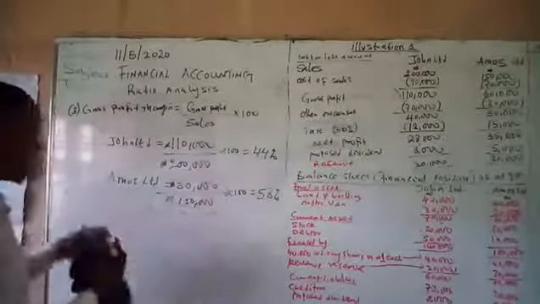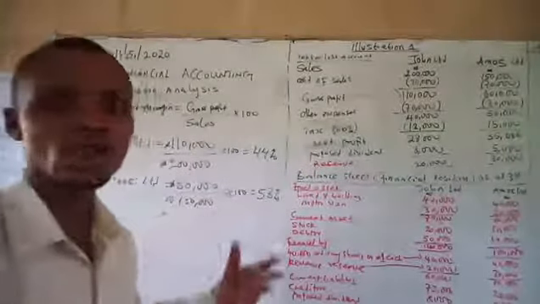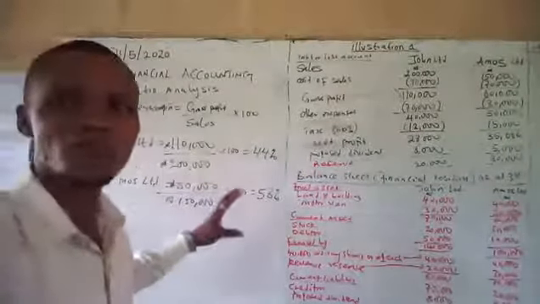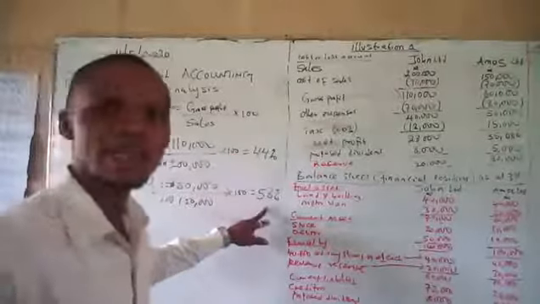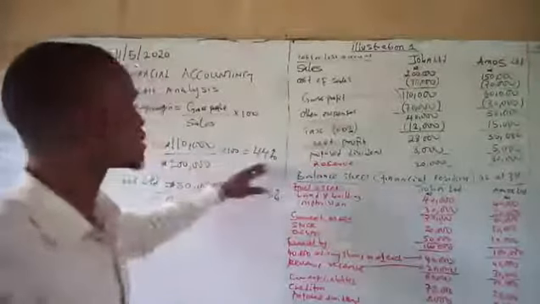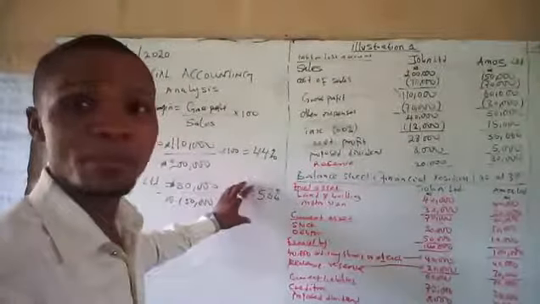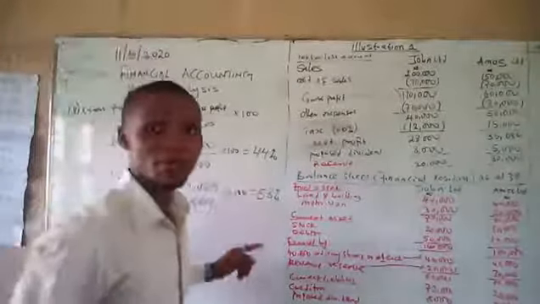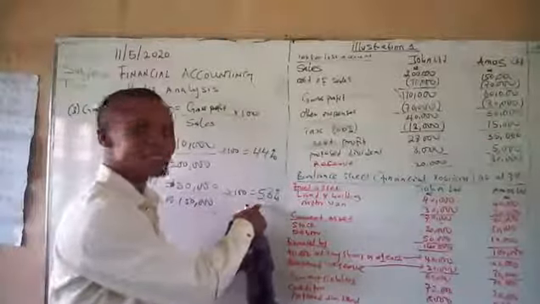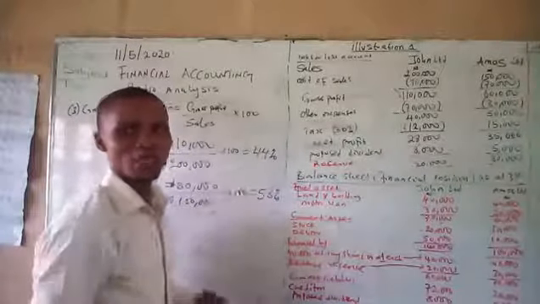Now when you look at the gross profit margin, Amos is 53% while John is 44%. At this point, Amos Limited performs better in terms of gross profit than John Limited.